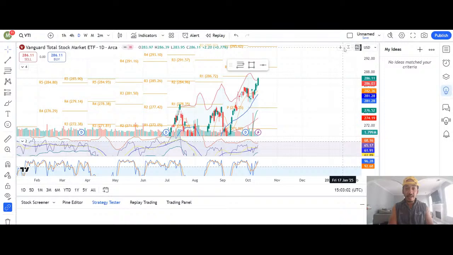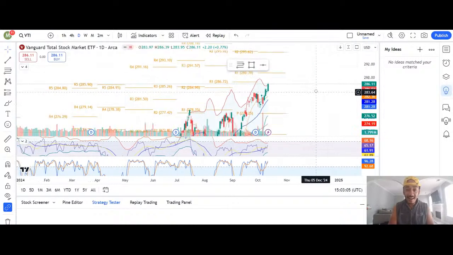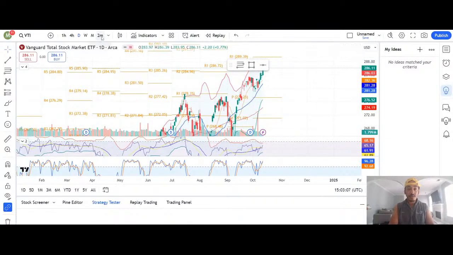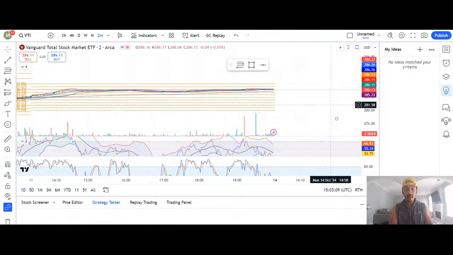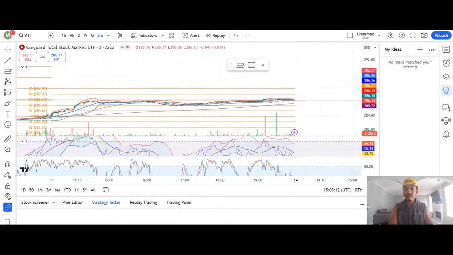We almost done with my indicators, y'all. I know I got a lot. So pivot points. So let's go to the 2-minute time frame, which is a day trading time frame. It's my favorite.